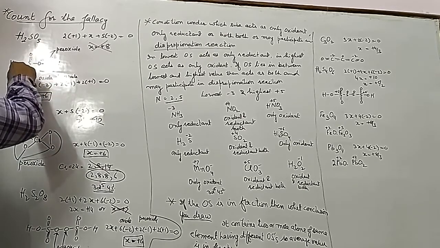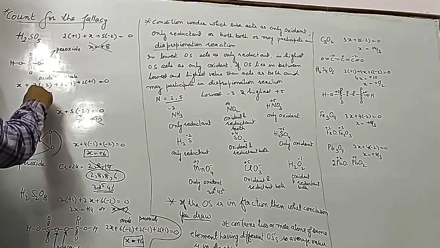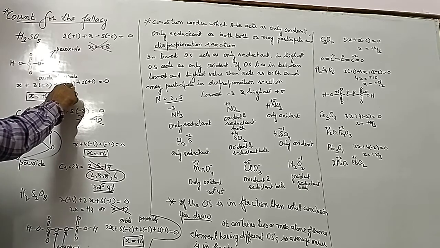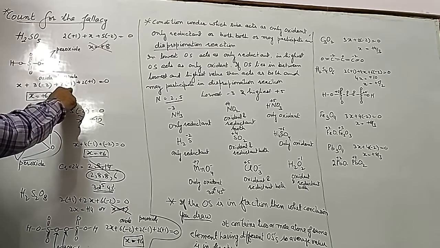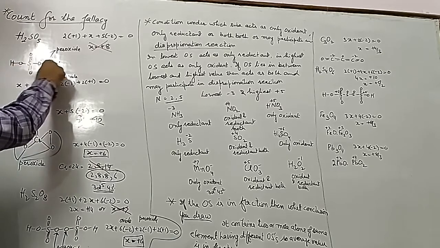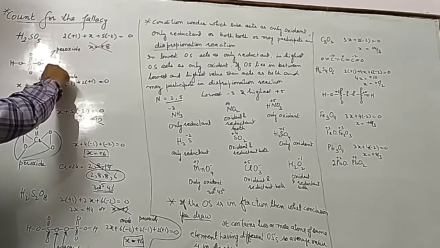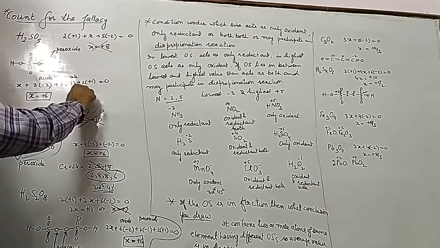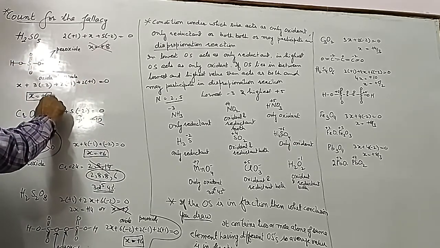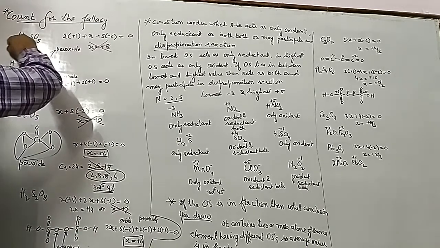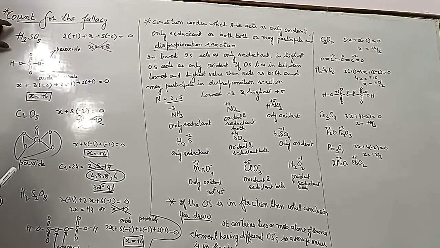There are 3 oxygens which exist in the form of oxide, 3 into minus 2. But there are 2 oxygens in the form of peroxide. In the case of peroxide, the oxidation state is taken as minus 1. And there are 2 hydrogens attached to non-metal, so the oxidation state of hydrogen is taken as plus 1, 2 into plus 1. Hence we get the oxidation state plus 6. Now it is correct. So I accounted for the fallacy. I found what mistake I committed by following the general method.